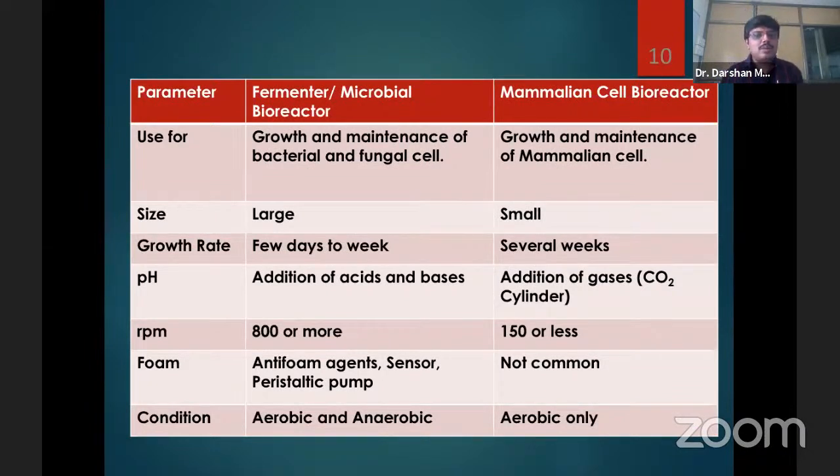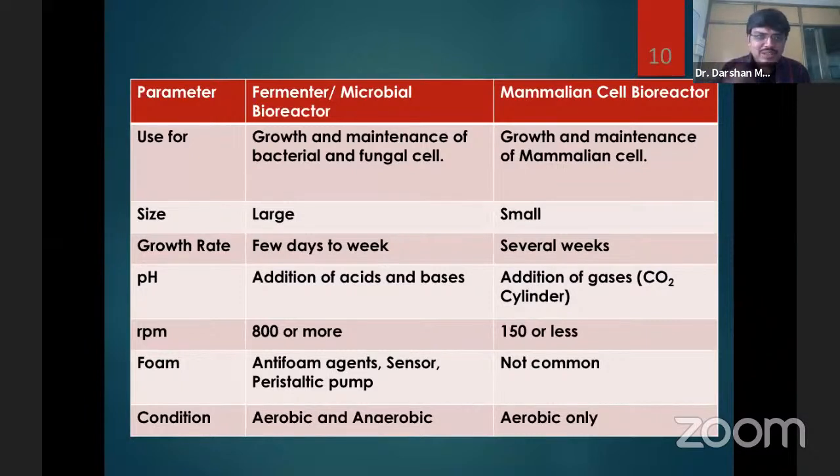So for that particular purpose, what is available? We have an anti-foam agent. And that particular anti-foam agent is known as what? Silicon oil. We will talk more about it because questions are coming from that particular point also. With mammalian cells, this particular anti-foaming activity is not very common.